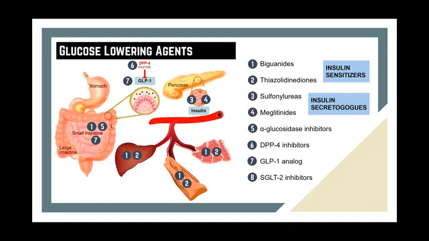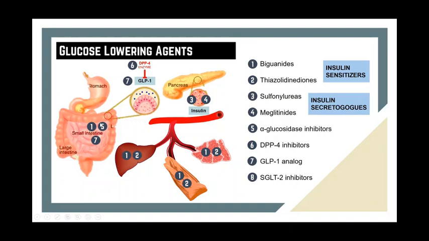Biguanides and thiazolidinediones are insulin sensitizers which increase the glucose uptake by the muscle cells and adipose tissue. Besides, they reduce the production of glucose in the liver. Sulfonylureas and meglitinides are insulin secretagogues which are responsible for inducing the secretion of insulin. Alpha-glucosidase inhibitors act on the small intestine to reduce the absorption of glucose.